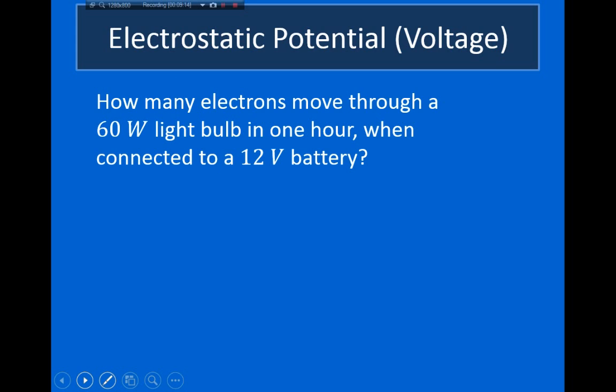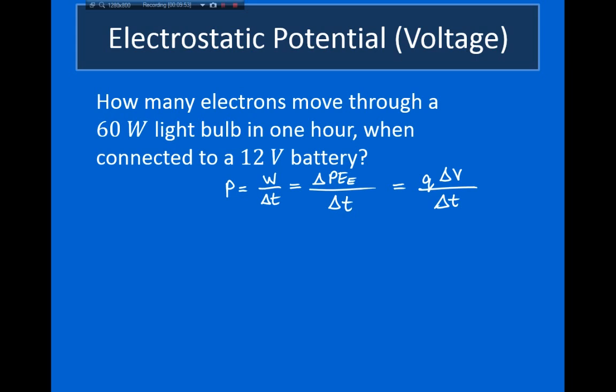So let's go ahead and look at another example. This is a very similar example. It asks, how many electrons move through a 60-watt light bulb in 1 hour when it's connected to a 12-volt battery? So again, we can say that the power, remember, is equal to work divided by delta T, and here the work is being done on the charge that's moving through the light bulb. And that's going to be equal to the change in the potential energy of that charge. So this is equal to the change in the electrostatic potential energy of the charges divided by delta T. And the change in the potential energy, remember, is just going to be equal to Q times the voltage difference that the charge moves through, divided by delta T.